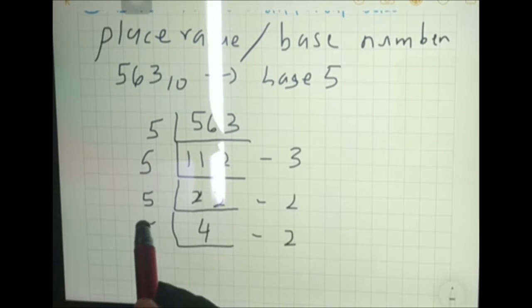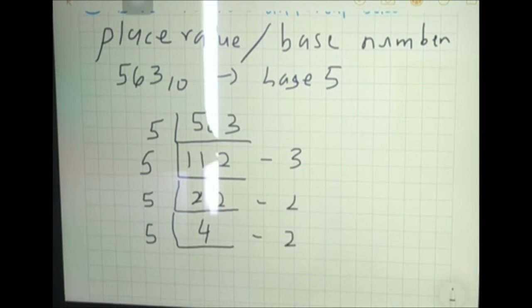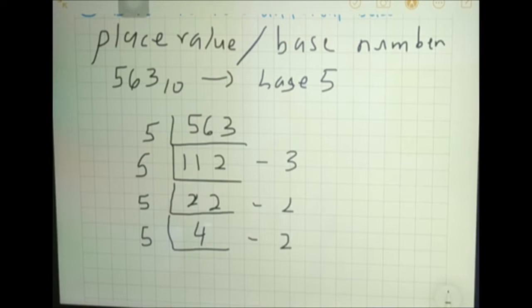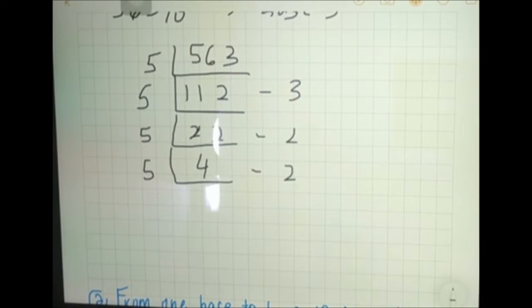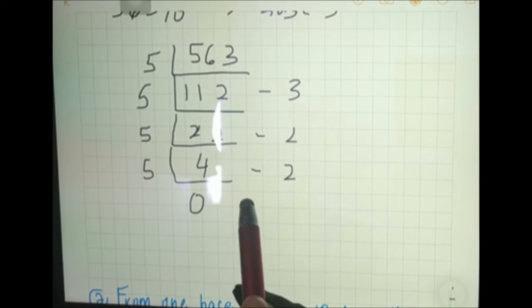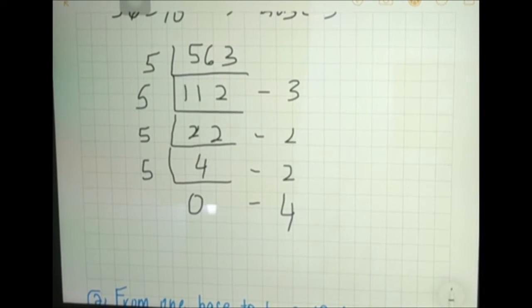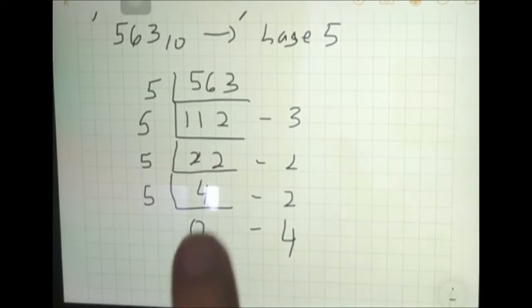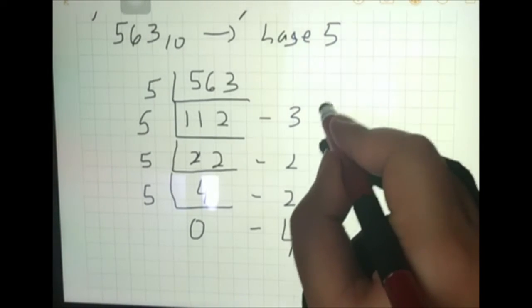4 divided again with 5, and we will get 0, and the remainder is 4. So once we get 0, we stop, as we have to divide until we get 0. And our number for base 5 starts from the bottom here to the top.